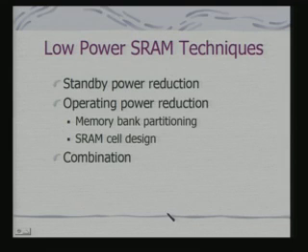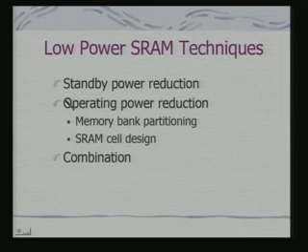So, how do you lower this power consumption, let us say in static RAM, because there are different kinds of RAMs, and with respect to that we have to talk about the strategies. The fundamental point is standby power reduction, and then the operating power reduction. Operating power reduction is memory bank partitioning. In fact, this point we had earlier discussed as well, and modifications in the design of the SRAM cell, and maybe a combination of the two.